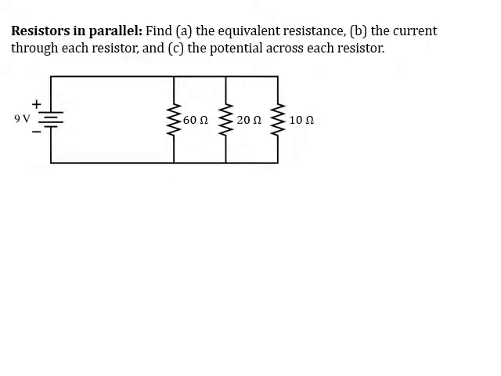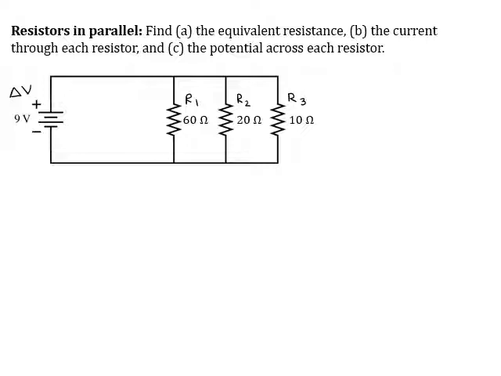In this example, we have a set of resistors in parallel, and we'd like to find the equivalent resistance, the current through each resistor, and the potential across each resistor. Before we get started, I'm going to label that the battery has potential delta V. The 60 ohm resistor is R1, the 20 ohm resistor is R2, and the 10 ohm resistor is R3. So now if we use symbols, we'll know that we're good.